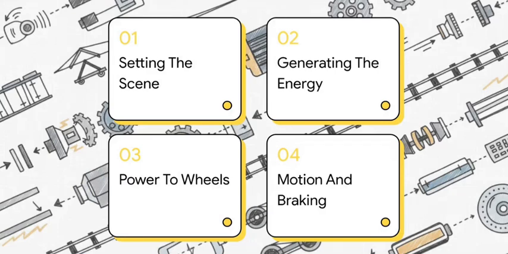So here's our roadmap for today's mechanical breakdown. First, setting the scene. Second, generating the energy. Third, transferring power to wheels. And finally, motion and braking systems.